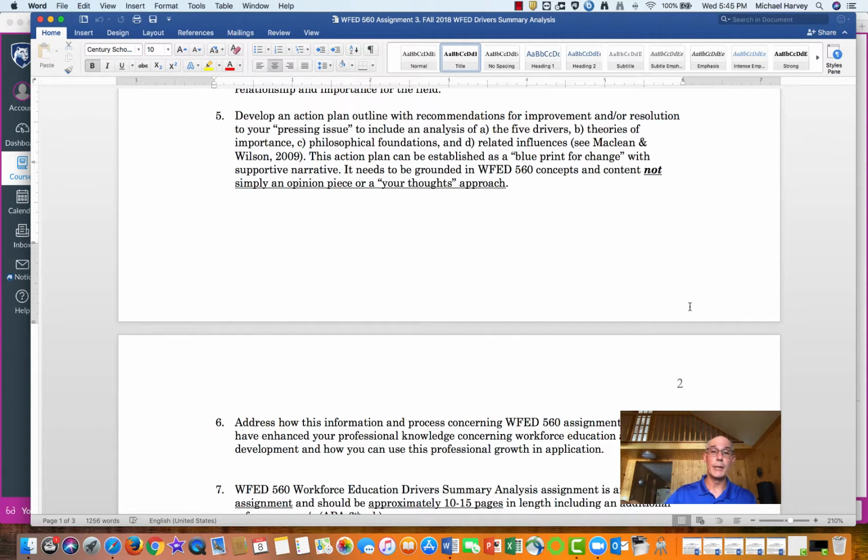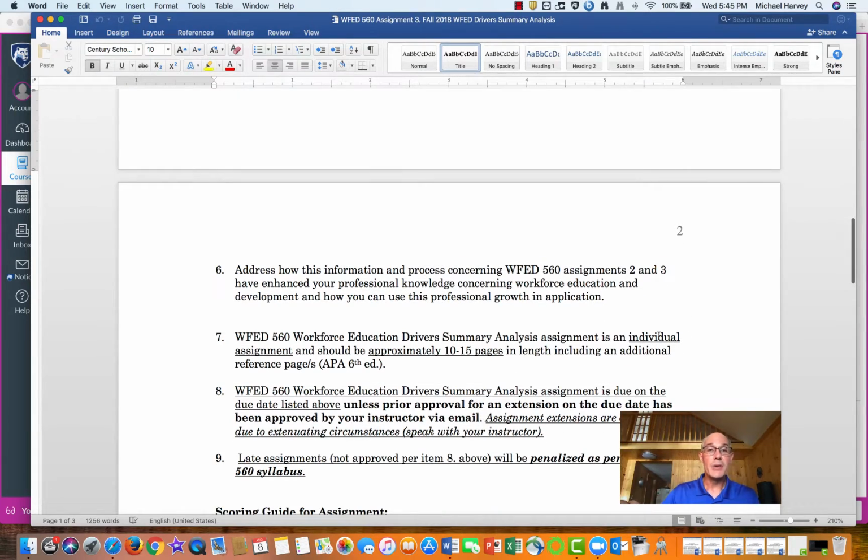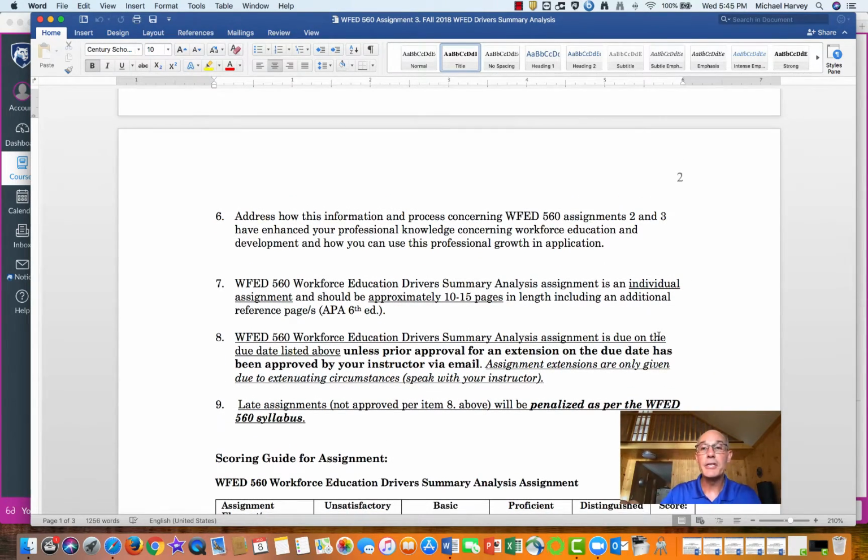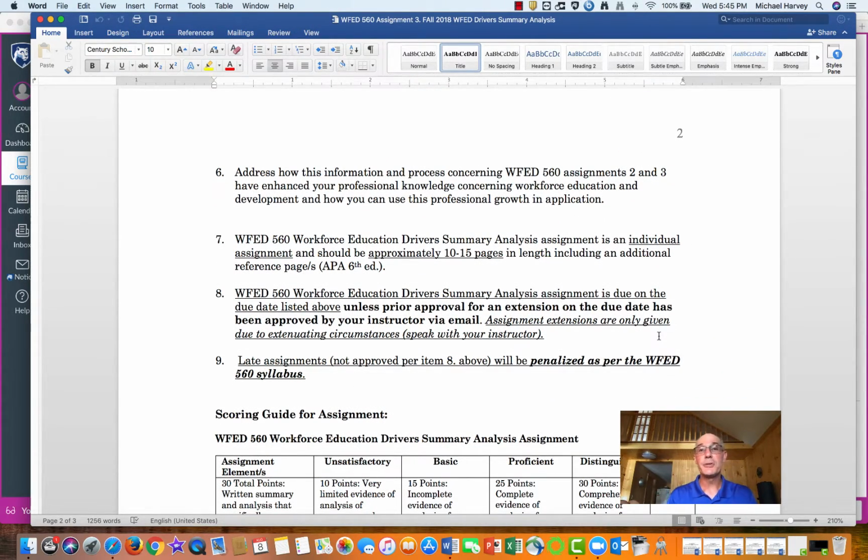Number 6, address how this information, how this process, and also the impact of assignment number 3 enhance your professional knowledge concerning workforce education and how you will potentially use this in application as a summary piece. This particular paper should be about 10 to 15 pages in length. It does follow the APA criteria, and it should be written as an individual assignment.